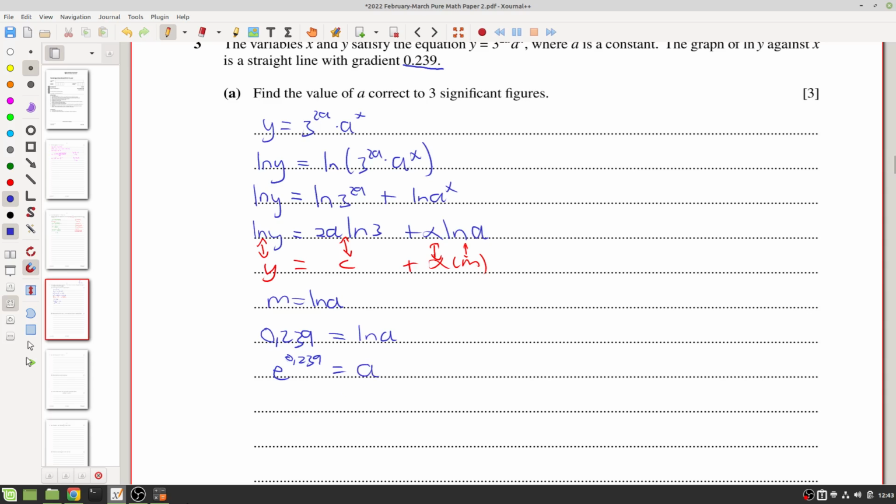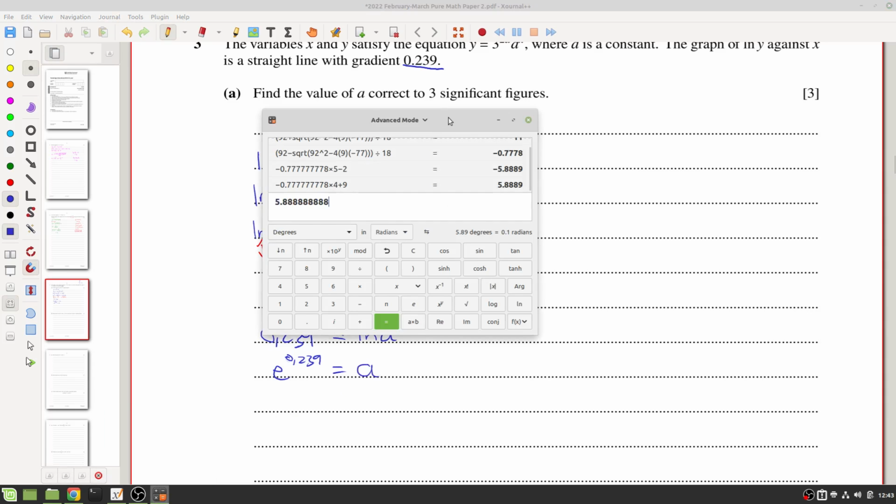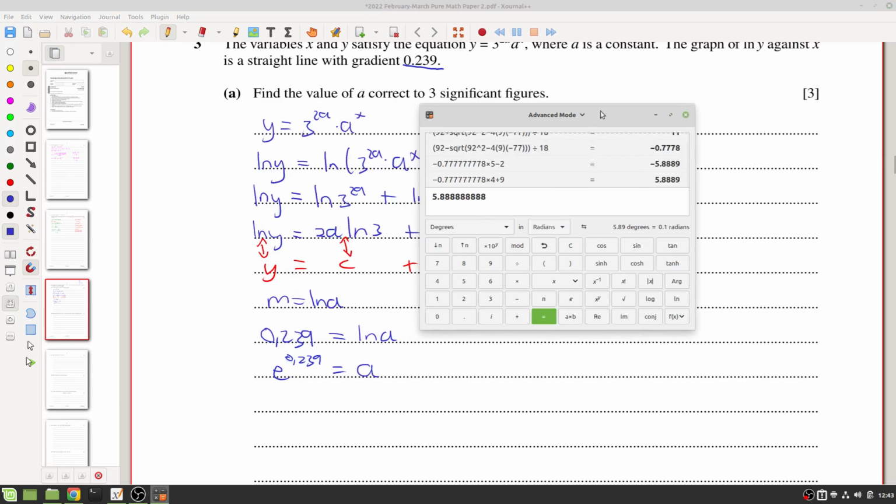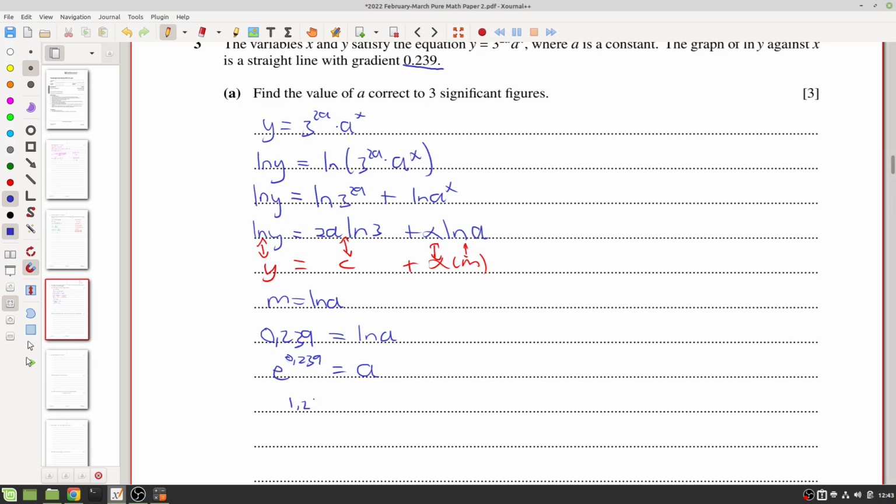Let's get the calculator out for that, because we have to round off to 3 significant figures. So that's e to the power 0.239. That gives us 1.27. So 1.27 equals a. All right, so that is the value of a. Good.